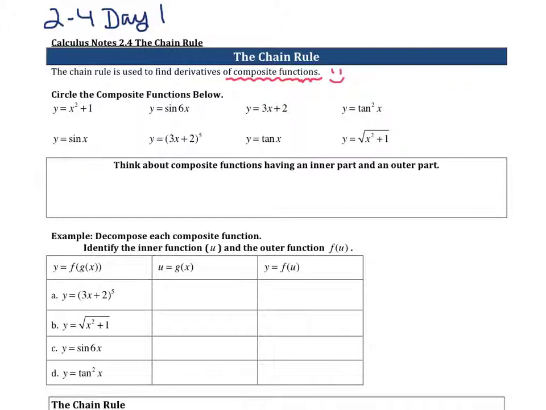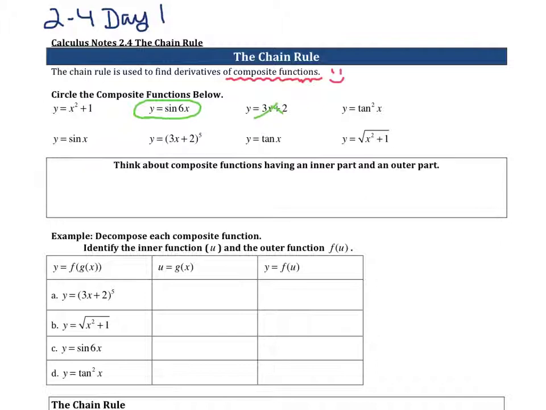This very first one, y equals x squared plus 1, would not be considered a composite function. What about the one right next to it? y equals sine 6 times x. This would be a composite function. It's made up of 6 times x, which is on the inside, and then the outside function would be sine of x. Okay, y equals 3x plus 2, not a composite function.